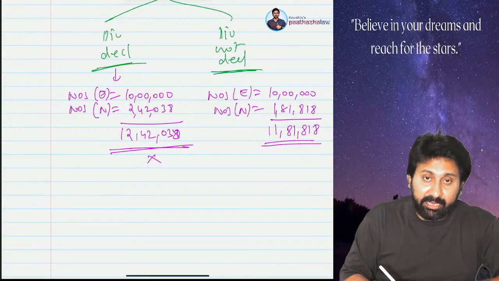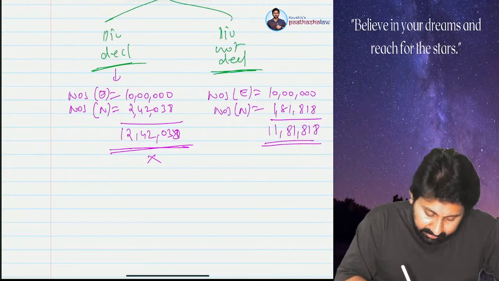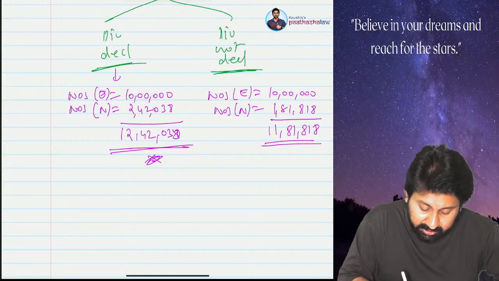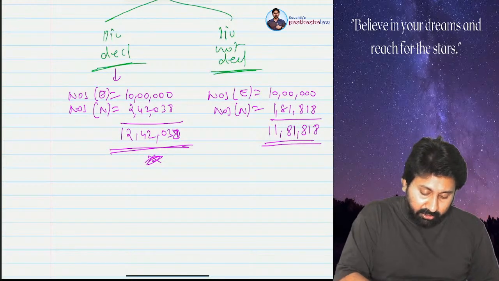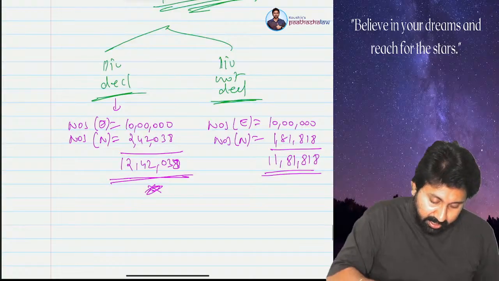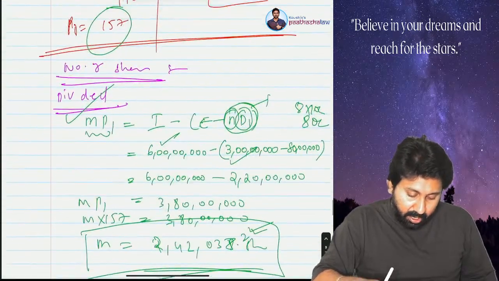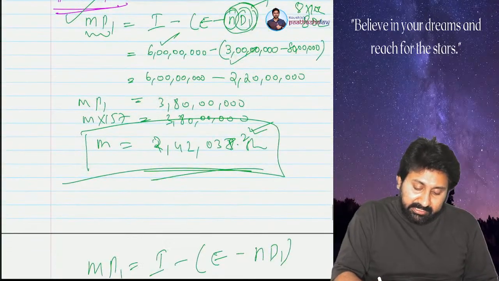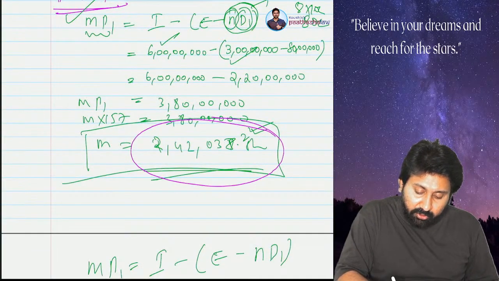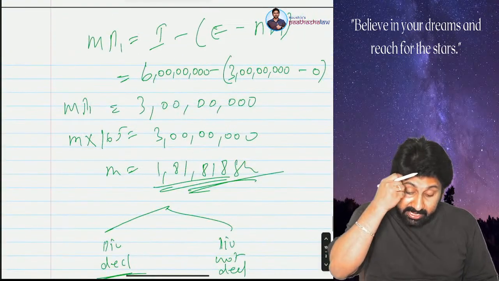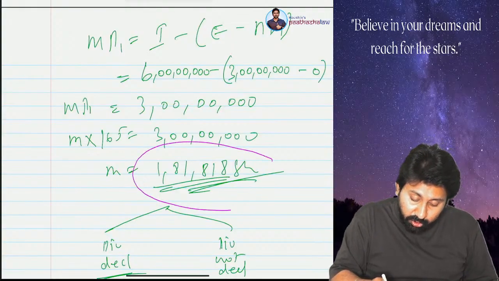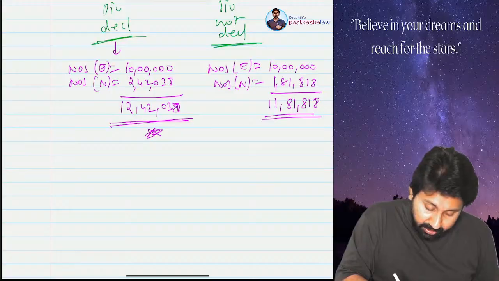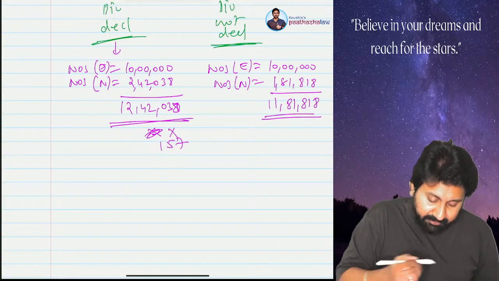This particular 12 lakh 42,038 number of shares. Okay. So if you observe clearly, how much amount have we raised here? We issued 2,42,038 shares when dividend is declared. If dividend is not declared, we have issued only how many shares? 1,81,818 shares. Now into 157.